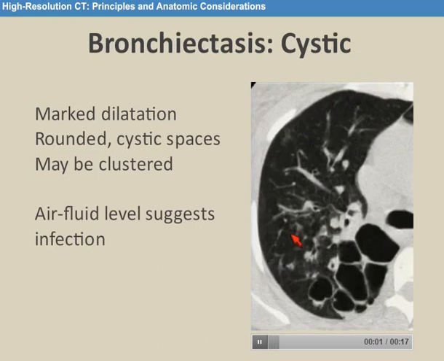And the most severe form is a cystic form. These are often in clustered collections, very marked dilatation of the airways, as you see here, quite rounded looking, and sometimes you'll see air fluid levels, and if you do, you should consider the possibility that this patient has an active infection involving the airways.